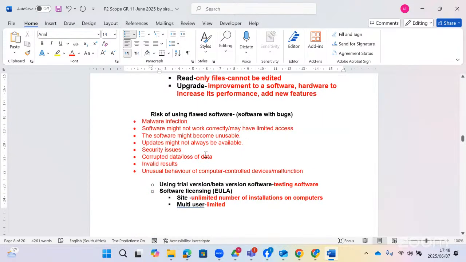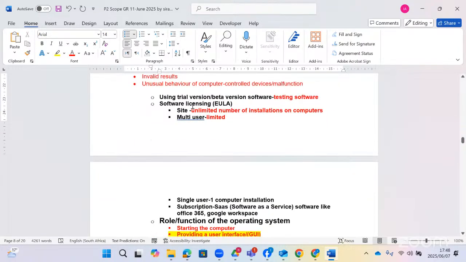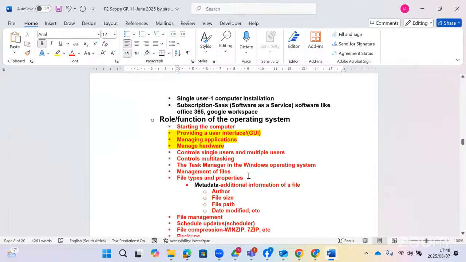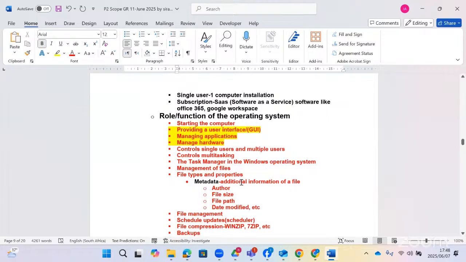Then we also move straight to software licenses: site license, multiple users and others. So you must know the subscription license and then the role or functions of the operating system. This one you did in grade 10. Remember, in grade 11, some of the questions can even come from grade 10. So you must know this. That's why I've expanded the scope. You need to know all this so that you'll be prepared for the examination.